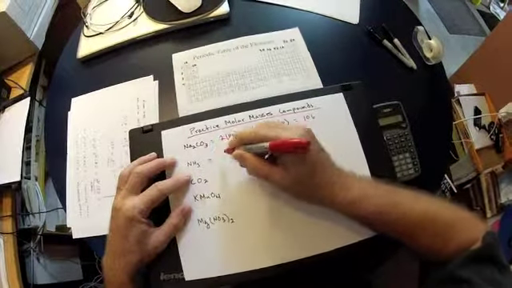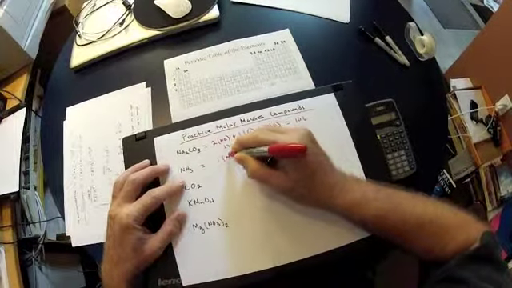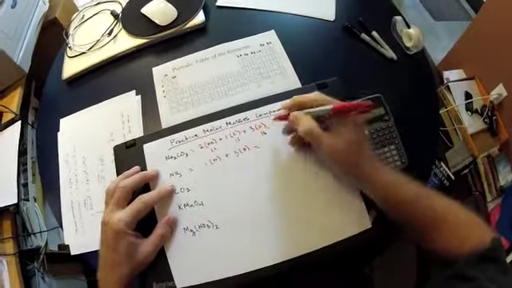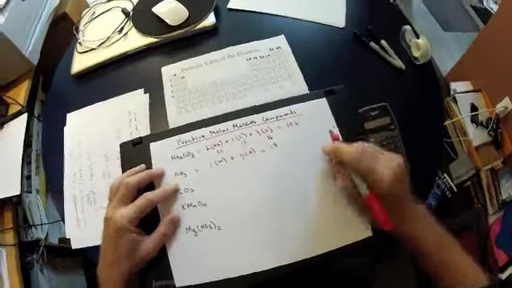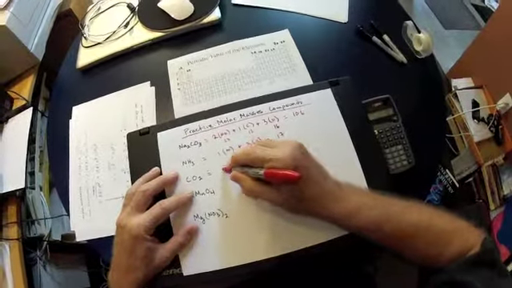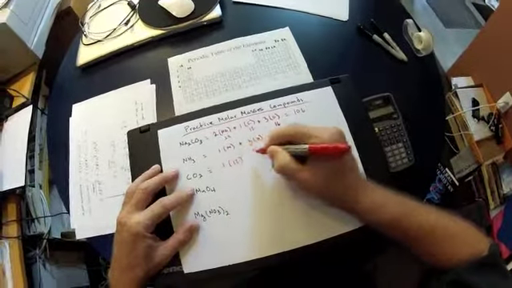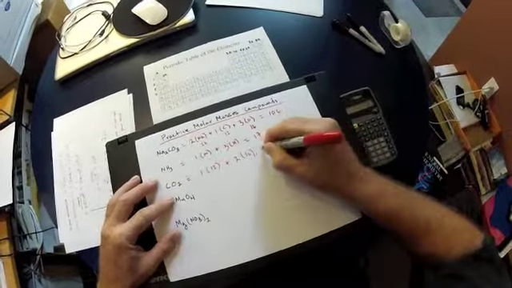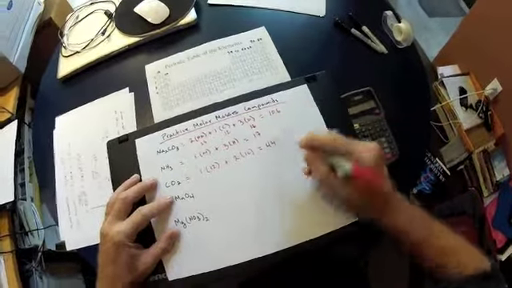For ammonia, there is going to be 1 nitrogen, and there are 3 hydrogens, worth 1 each. So the total will be 17. For carbon dioxide, there's 1 carbon, worth 12, and there's 2 oxygens, worth 16. You should get a total of approximately 44.